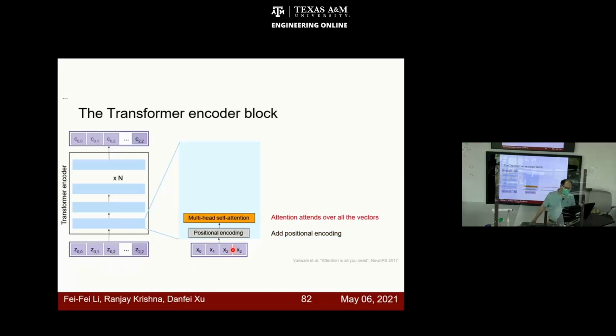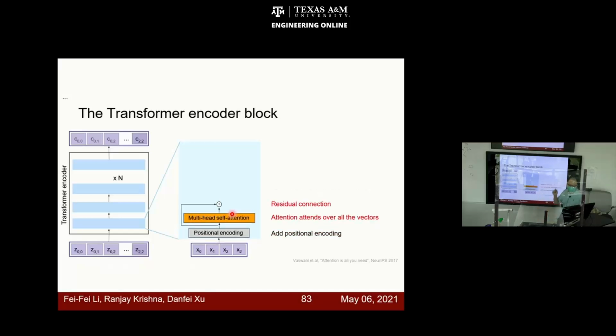Once positional encoding is added, we have self-attention, but we have multiple self-attentions. So this is called multi-head self-attention, right? The self-attention part attends over all the vectors, right? You have each xi, xj pair, but then you have multiple parallel self-attentions. So this is called multi-head, and then.